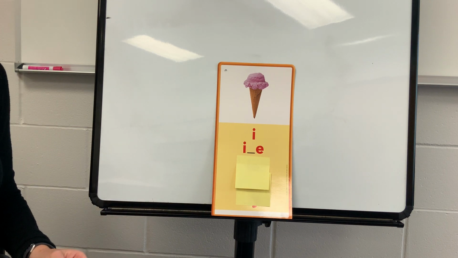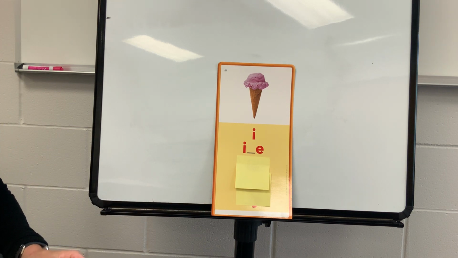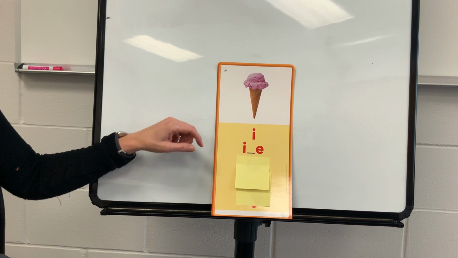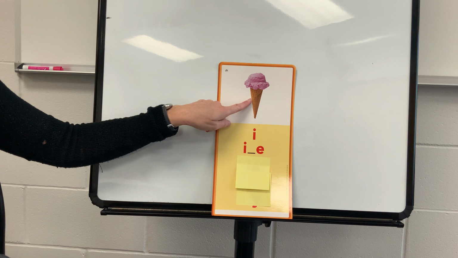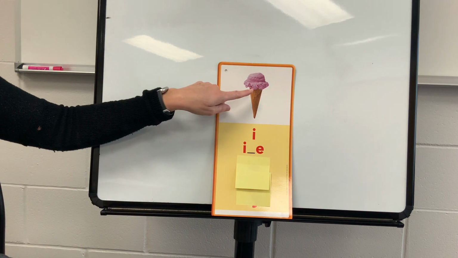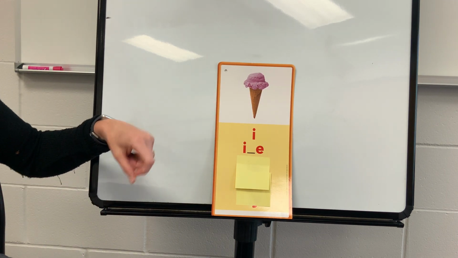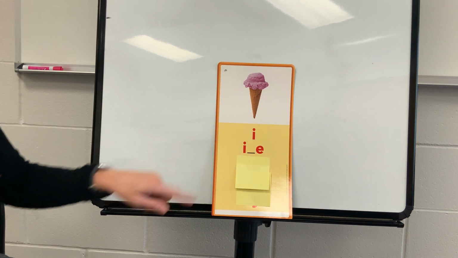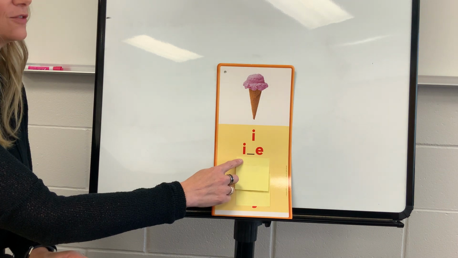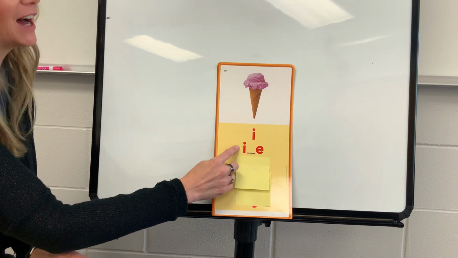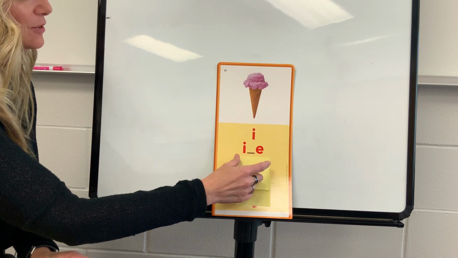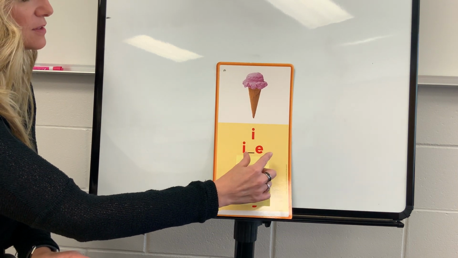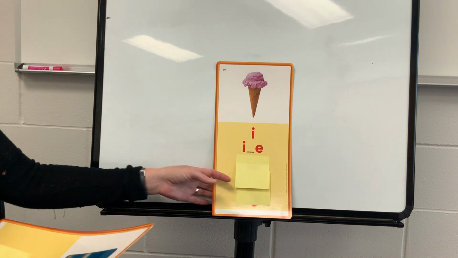Here's another long vowel sound. This is a picture of ice cream. What is the beginning sound in ice cream? I. What is this picture? Ice cream. What's the first sound in ice cream? I. Yes, I. Here is the sound spelling for ice cream. I, consonant E. What is this sound spelling? I, consonant E. And sound? I. Yes, I.